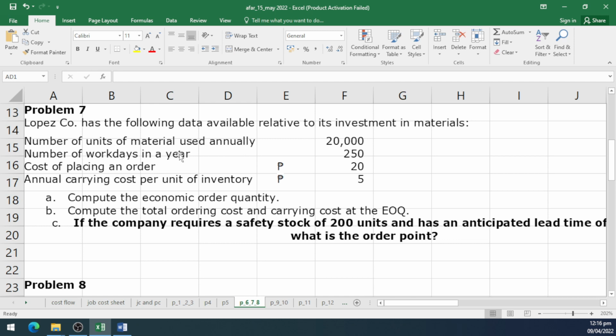So what is the most economical order size or order quantity that will minimize the total of the ordering and carrying cost? Alam po ninyo, itong ordering cost at saka carrying cost, may trade-off yan. As in, as you try to minimize the ordering cost by ordering in large order size, bigger order sizes, the average inventory increases. And so, yung carrying cost, of course.